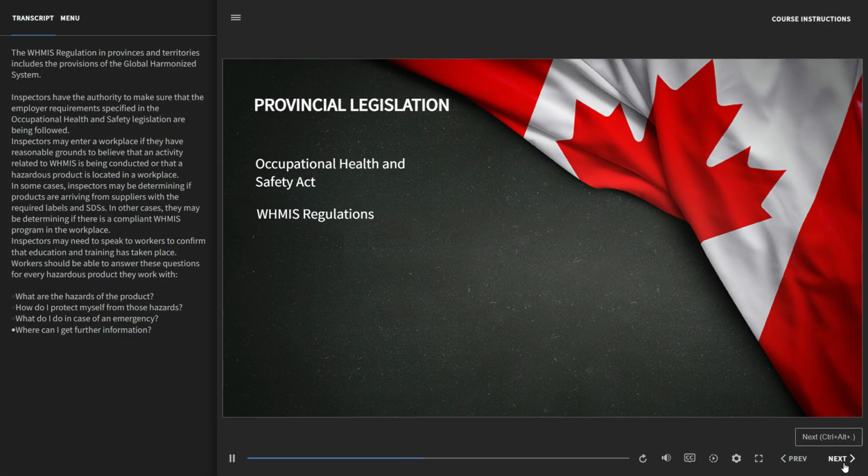In some cases, inspectors may be determining if products are arriving from suppliers with the required labels and SDSs. In other cases, they may be determining if there is a compliant WHMIS program in the workplace. Inspectors may need to speak to workers to confirm that education and training has taken place. Workers should be able to answer these questions for every hazardous product they work with.